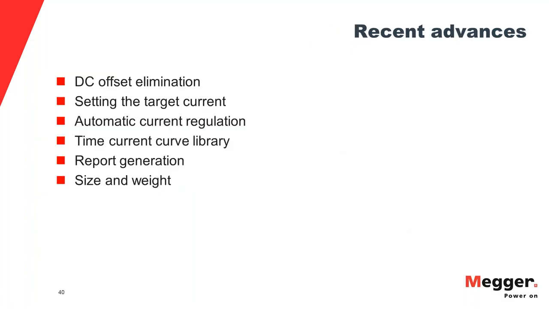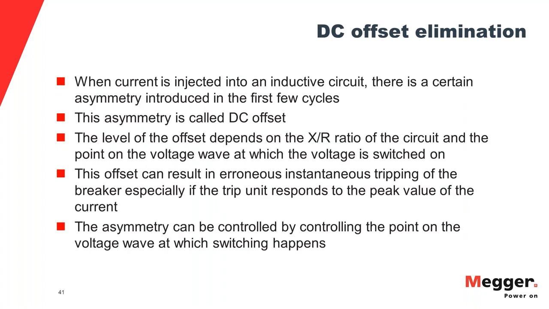There are various aspects of primary injection technology. We'll see how technology has helped in those various aspects. Let's start off with DC offset. DC offset is an asymmetry which is observed in the first few cycles when current is suddenly injected in an inductive circuit. In an inductive circuit, the current is supposed to lag behind voltage. So if you switch on the voltage at voltage zero, for example, the current also starts from zero, as obviously the circuit was an open circuit and you're suddenly closing it. Now that is in contradiction to how an inductive circuit should behave. This contradiction gives rise to this behavior, and you see an asymmetry in the first few cycles.